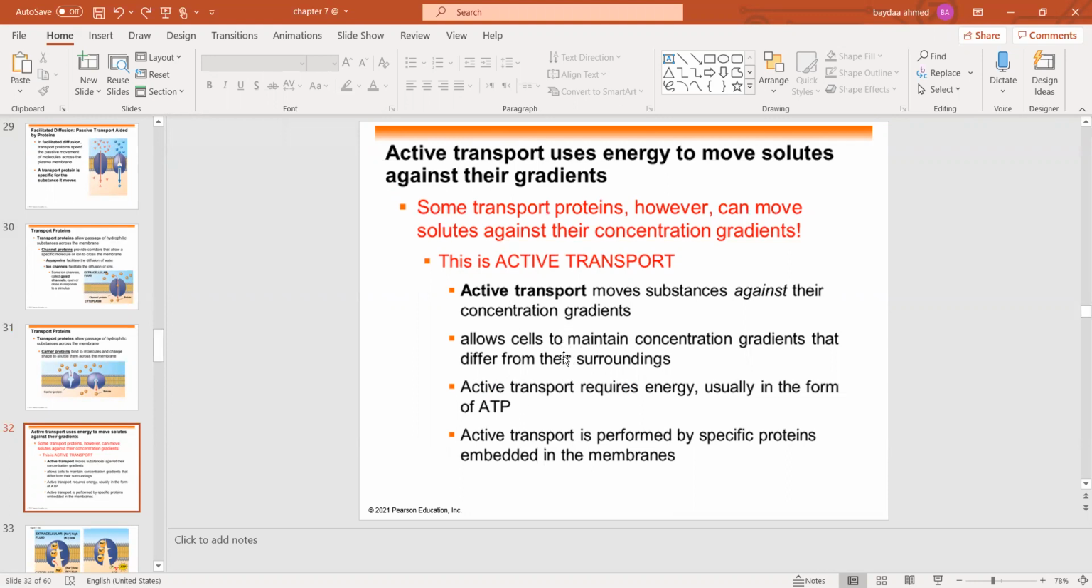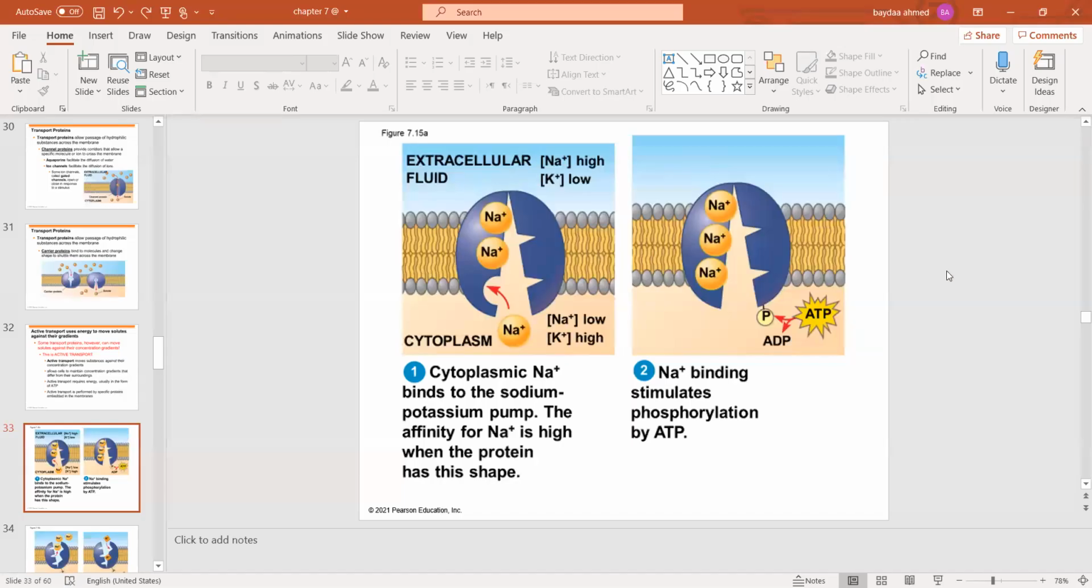The transport proteins that move solutes against their concentration gradient are all carrier proteins rather than channel proteins. Active transport enables a cell to maintain internal concentrations of small solutes that differ from concentrations in its environment. The sodium-potassium pump is a specific case of active transport. This transport system pumps ions against steep concentration gradients.